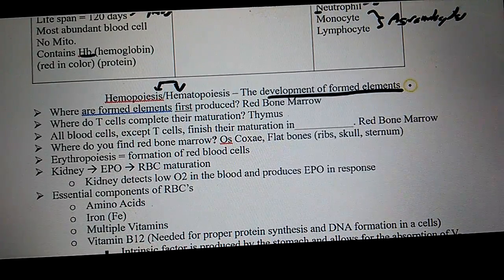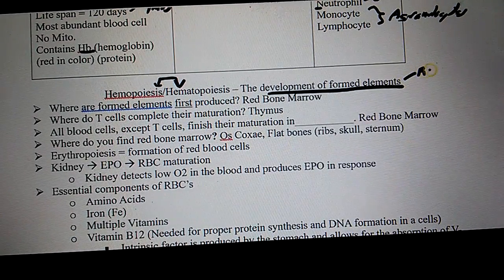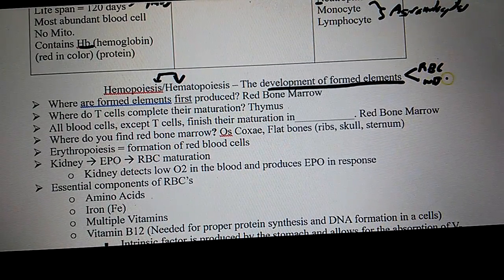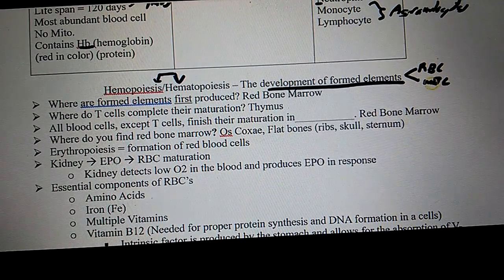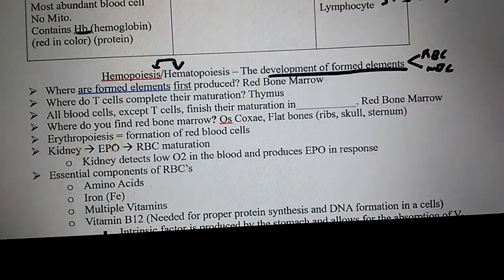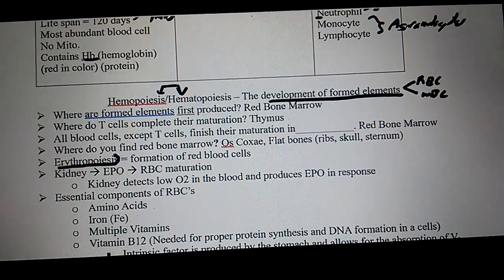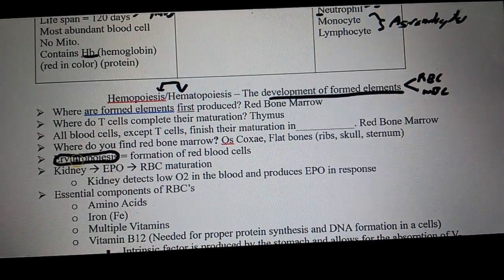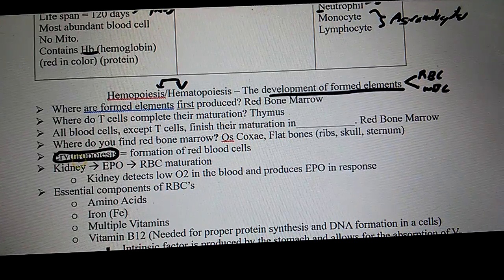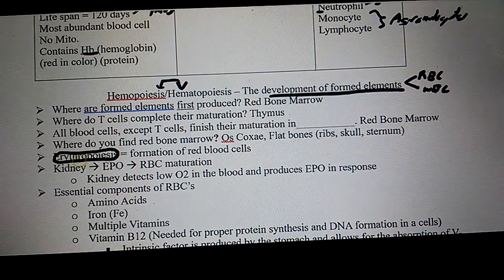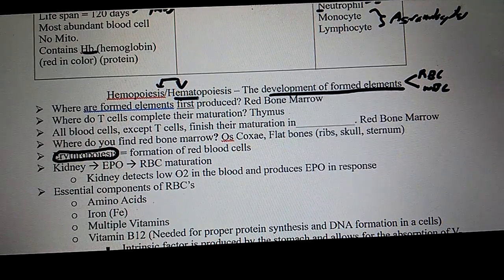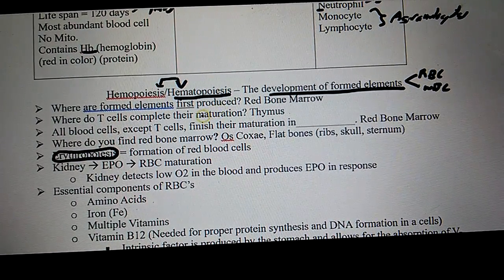And look, guys, that includes both red blood cells and white blood cells. If it was just red blood cells, you'd call it erythropoiesis. If it's all formed elements or all blood cells, it's called hematopoiesis. And I usually prefer the word hematopoiesis to hemopoiesis.